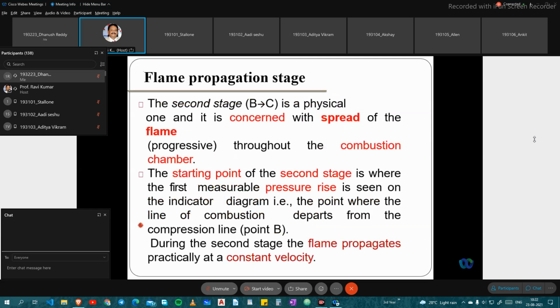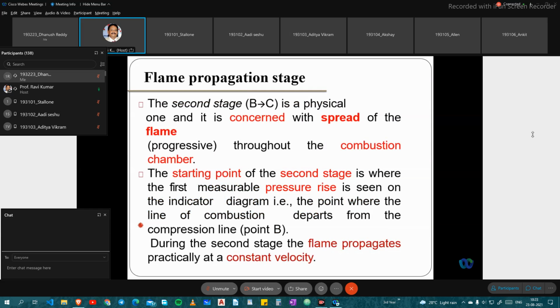Next, we discussed the first stage. Now we are going to talk about the second stage, the flame propagation stage. It is concerned with the spread of the flame. The second stage, as you have seen, is a physical one, and it is concerned with the progressive spread of the flame throughout the combustion chamber.